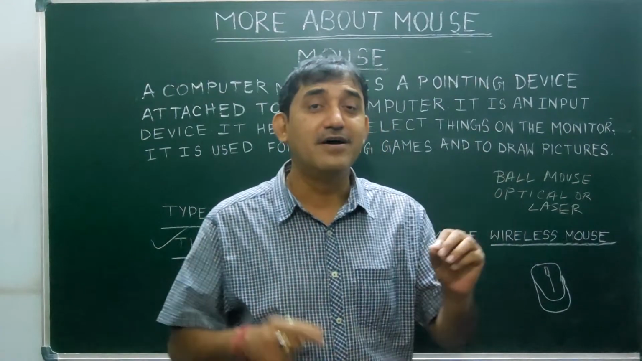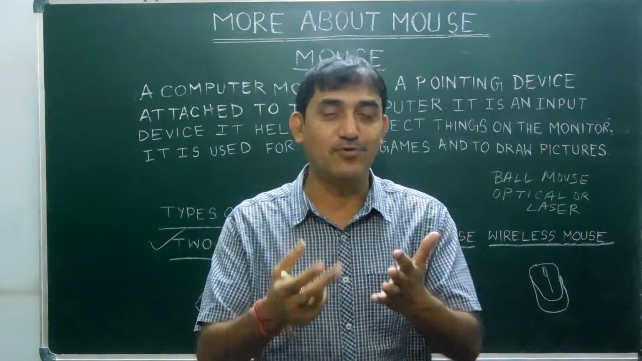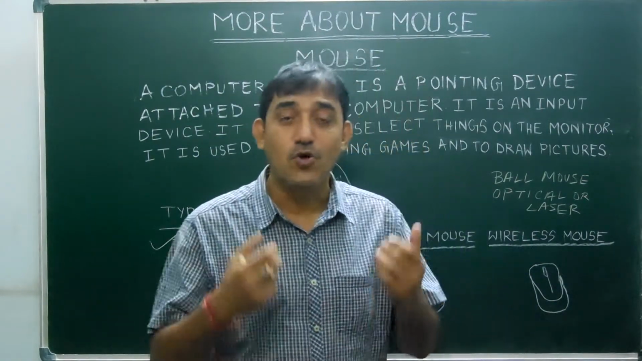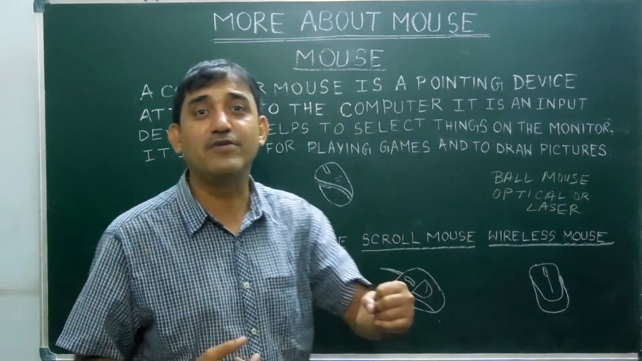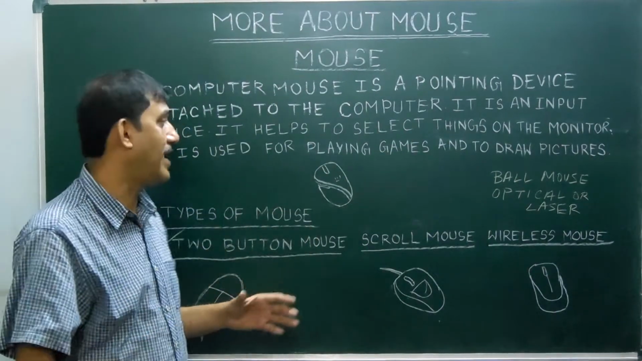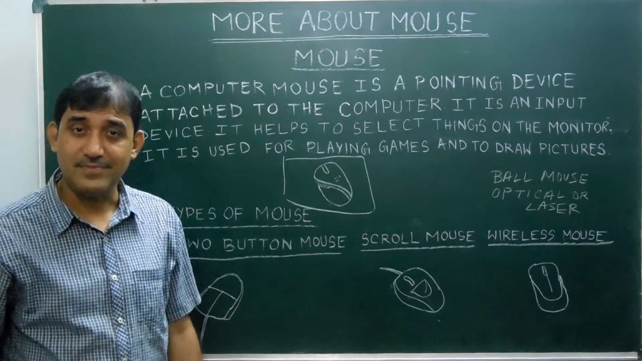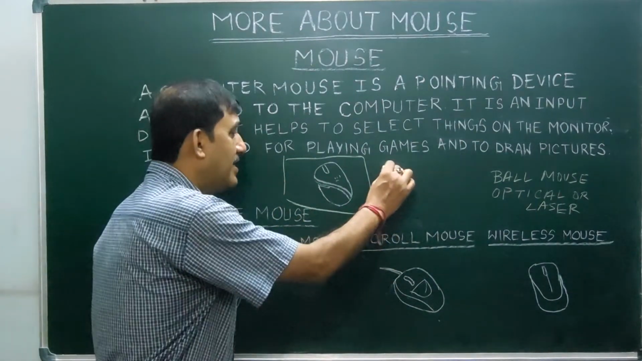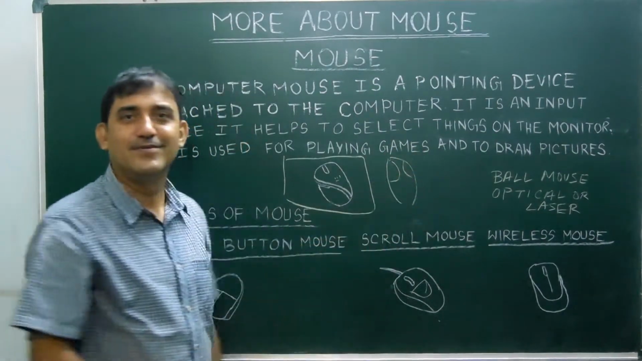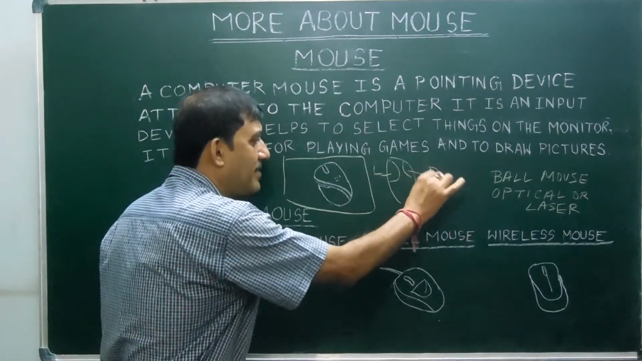Now, coming to the input device: how do you give the input? Either through the keyboard or through the mouse. So the mouse is an input device, and the mouse is a pointing device. Let us see how a mouse looks. This is the mouse, you can see it very well. The mouse has a left button and a right button. This one is called the left button and this one is called the right button.